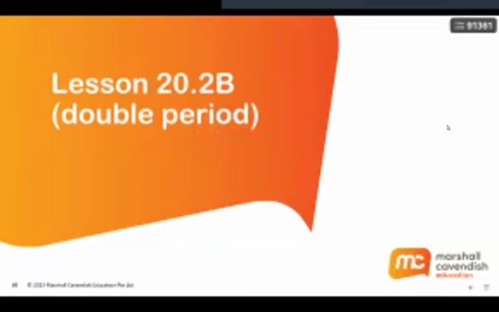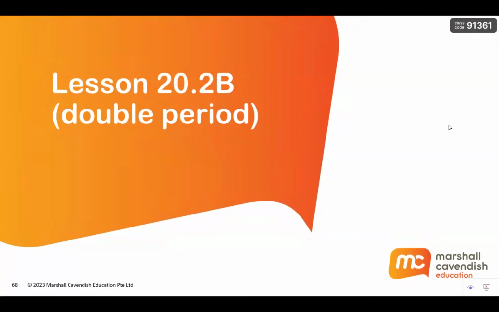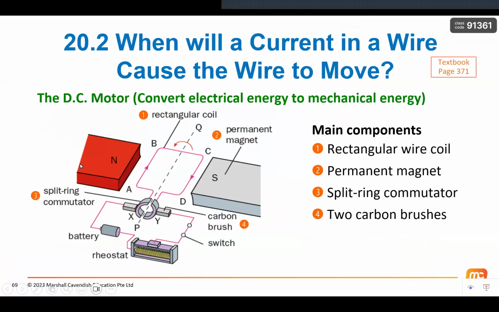Okay, in this last part of electromagnetism, we will be zooming directly into the applications of electromagnetism in DC motors. Okay, so let's move on. This is a very simple diagram of how a DC motor works. A DC motor actually converts electrical energy into mechanical energy, specifically into kinetic energy.